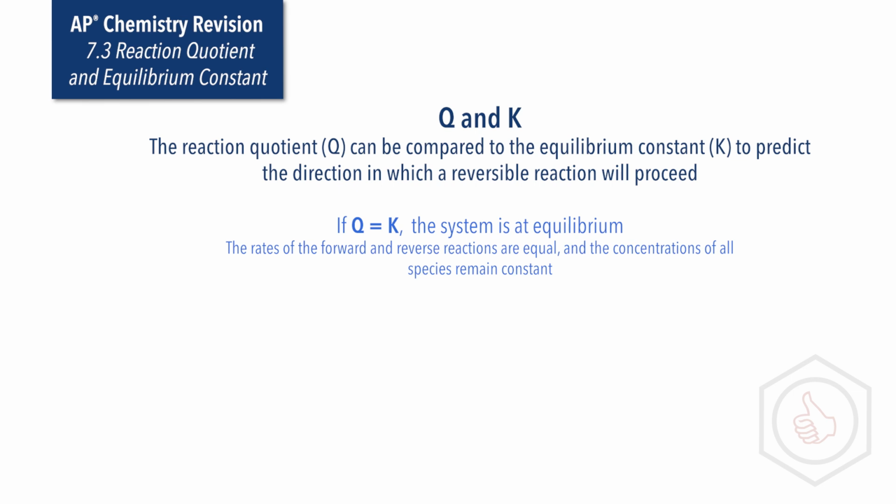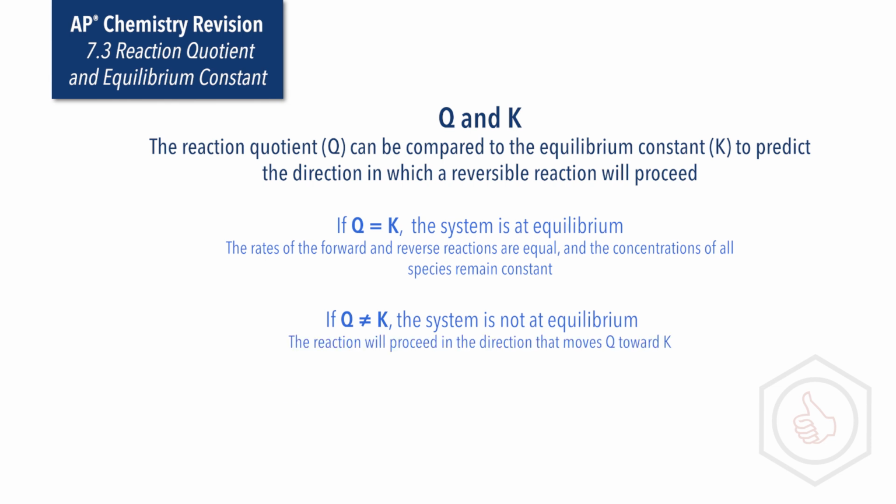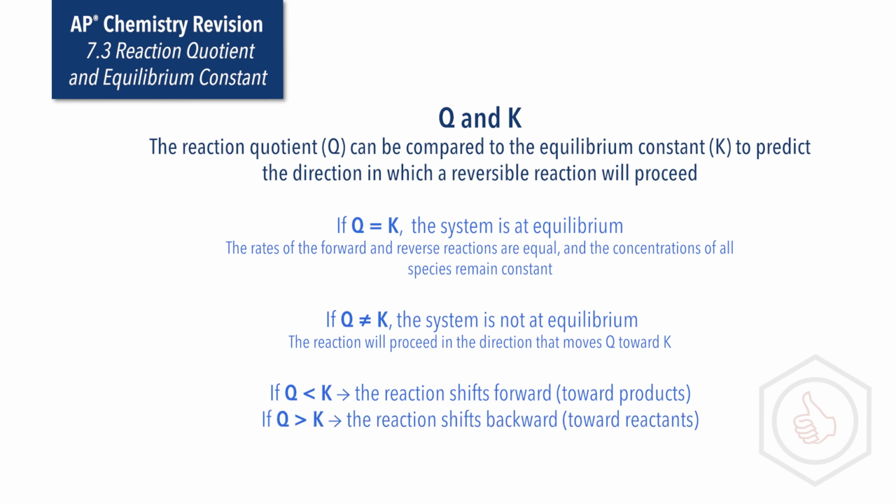However, if the value of Q for a system isn't the same as its equilibrium constant K, the system can't be at equilibrium. But the reaction will proceed in the direction that moves the value of Q towards K. So if Q is less than K, the reaction will shift in the forward direction, towards the product. Over time, this means the value of Q will get bigger until eventually it equals K and the system is at equilibrium. If the value of Q is greater than K, then the reaction is going to proceed in the reverse direction, towards the reactants. Over time, this will mean the value of Q gets smaller until eventually it equals K, and then the system is at equilibrium.